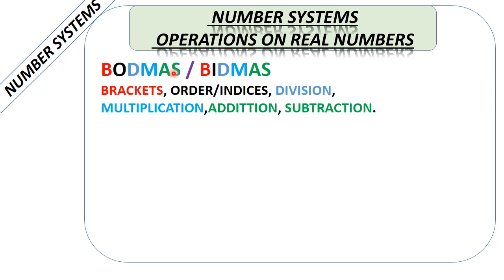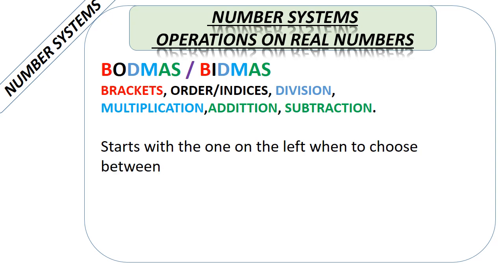But of course, if we have division or multiplication and addition or subtraction, you have to choose these first before these. So that's how it goes. So in summary, start with the one on the left when choosing between addition and subtraction or multiplication and division. So let's take a look at some examples for us to really understand.